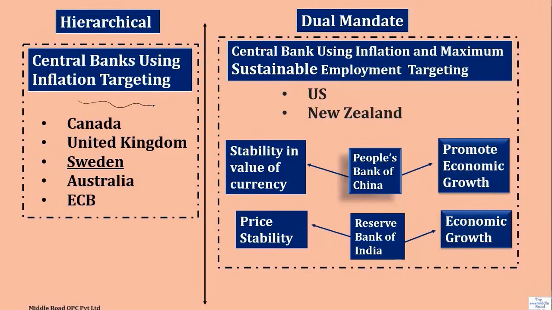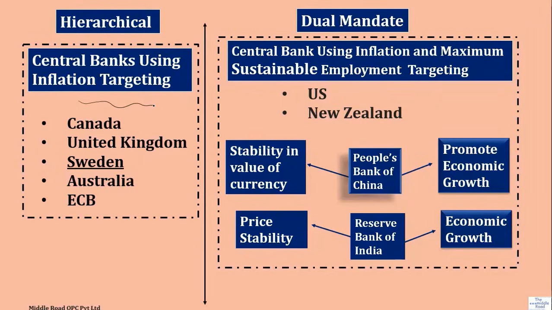So you can see Canada, New Zealand, Sweden, Australia, ECB is the European Central Bank. But if you look at the dual mandate, the US and New Zealand have a dual mandate. So they look at sustainable employment and inflation. So there's a trade-off. That's what I was talking about. So they look at both the mandates. In this, inflation is the first target. But in this dual mandate, both of them play a very important role in making decisions. So that's the difference with a dual mandate.